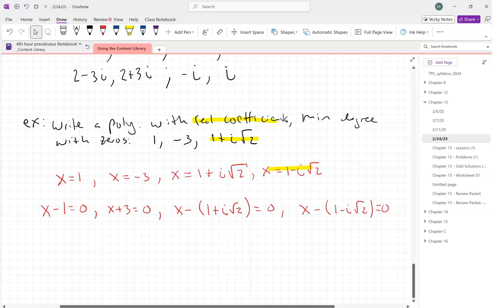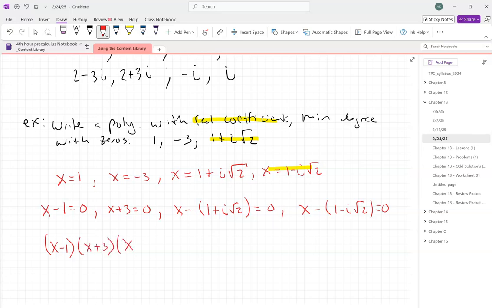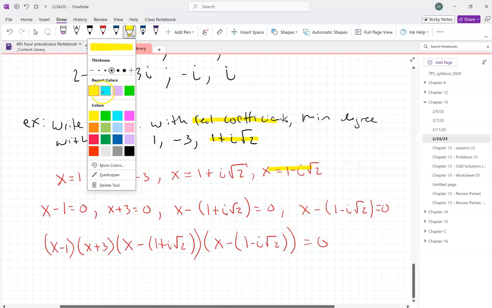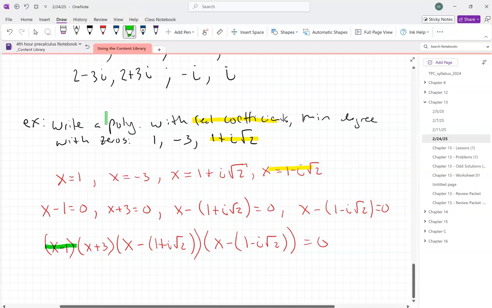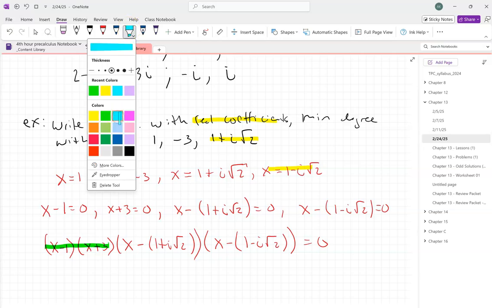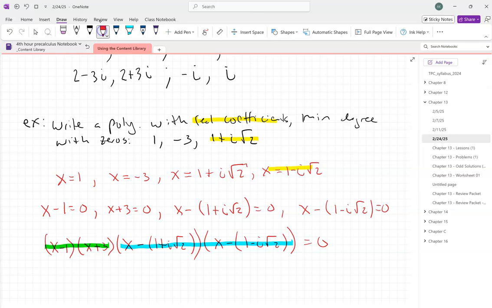So I have these four polynomials now, and if I multiply all these polynomials together, since each of these four polynomials is equal to 0, the product of these will also be equal to 0. And all I need to do now is to FOIL these things out together. So I'm going to FOIL these 2 together to start, and then FOIL those 2 together, and then FOIL the resulting things together.